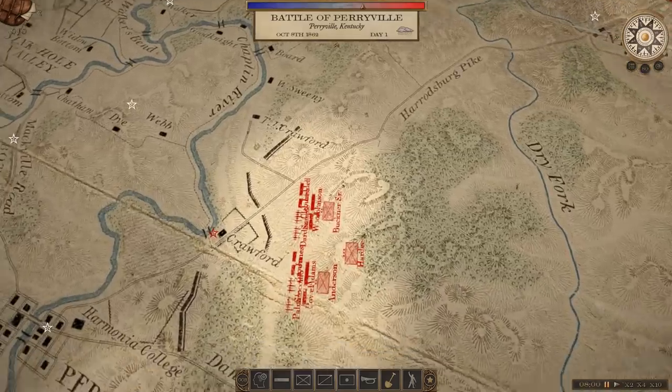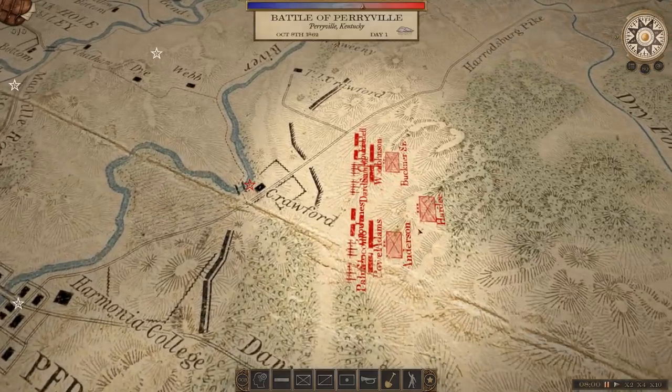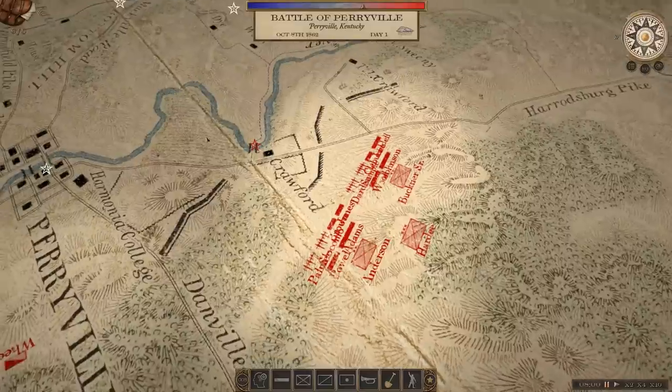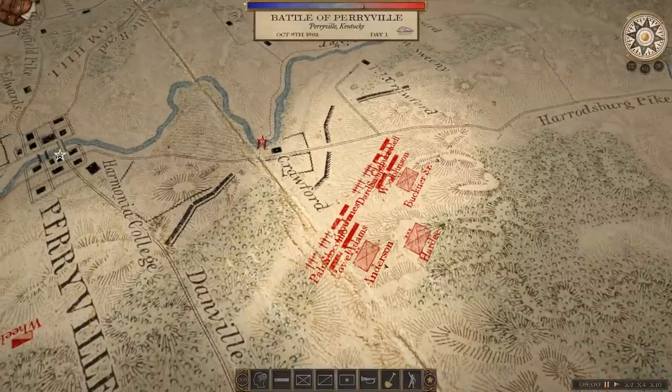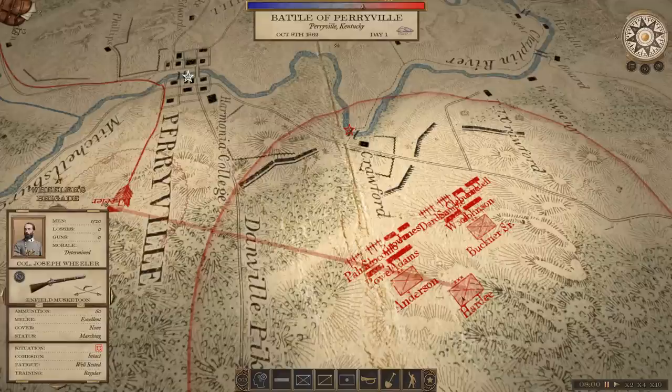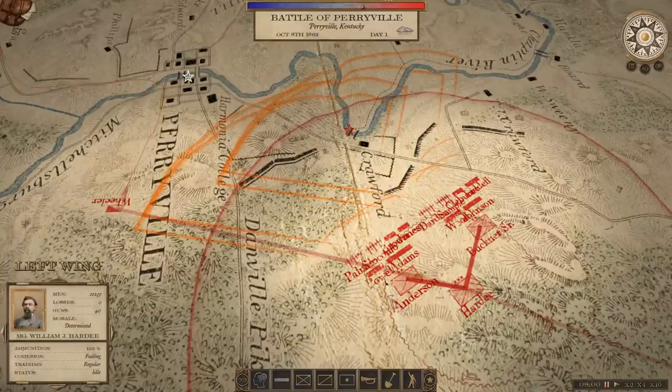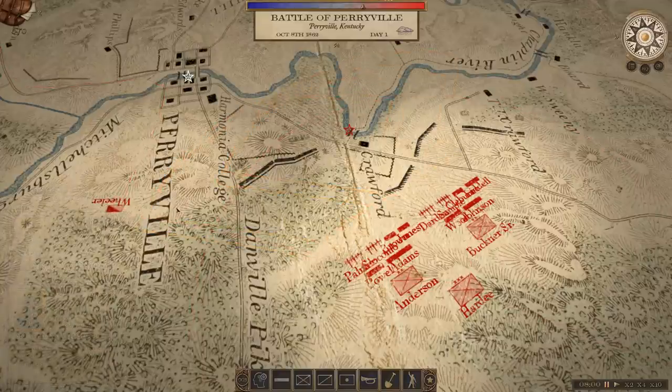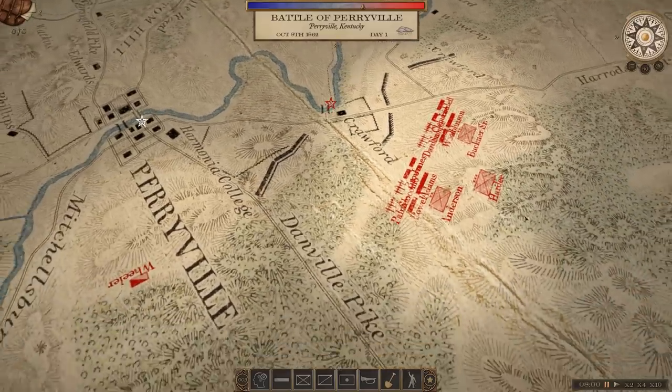And what it means to detach a unit is that it will operate independently from there on. So, for example, Wheeler's cavalry unit belongs to Hardy's wing, but if I detach him and give Hardy orders, the orders will not be carried out by Wheeler.